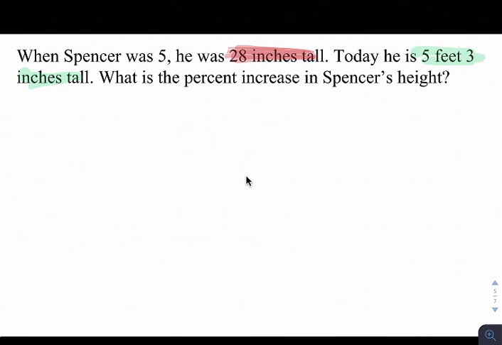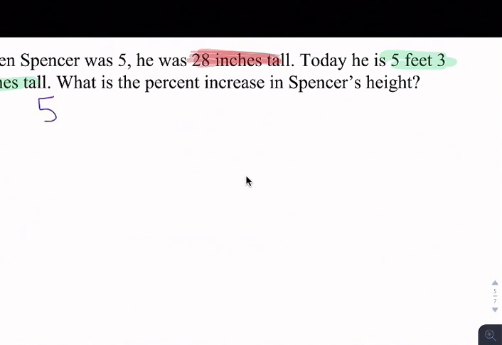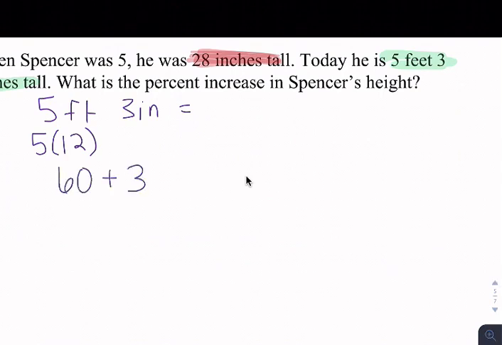But we have to make sure we are comparing the same thing. So we want to compare inches to inches. And so 5 feet, 3 inches would be 5 times 12, because there are 12 inches in 1 foot, so that's 60, and then plus the 3 inches equals 63 inches.